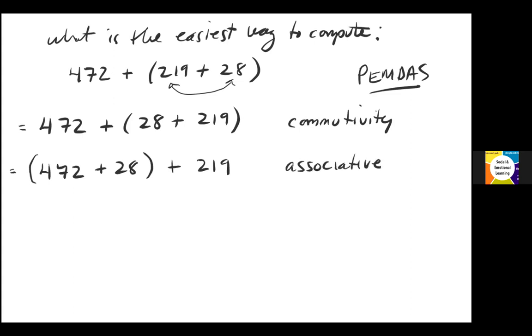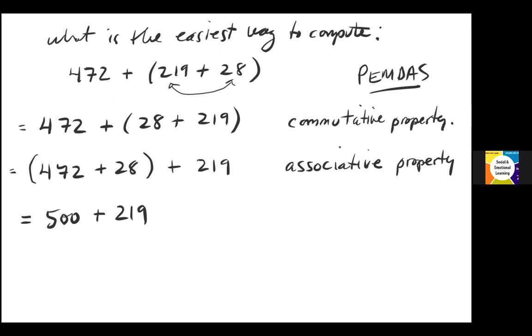I should actually be writing associative property, because these are properties. The book distinguishes between properties and laws. So these are commutative property and associative property. So this would have made it easier to say, now I have, okay, 500 plus 219, which we can easily compute in our head, 719.